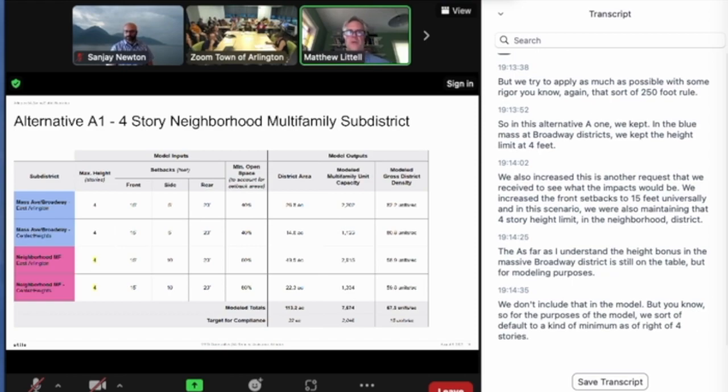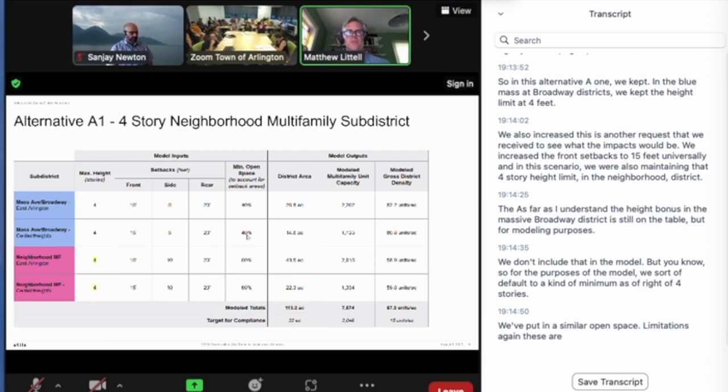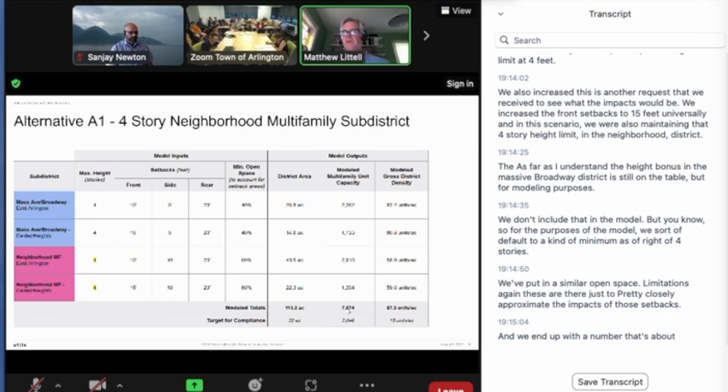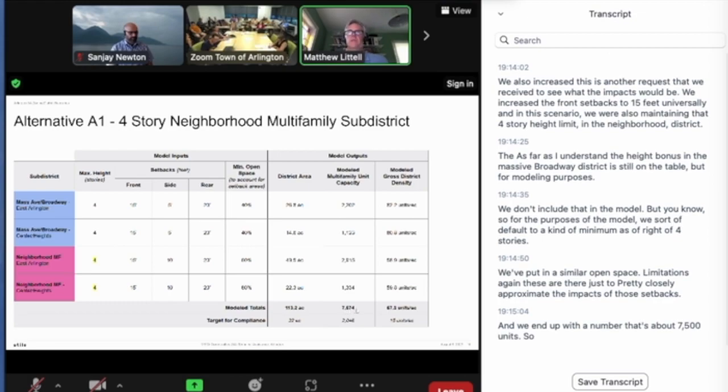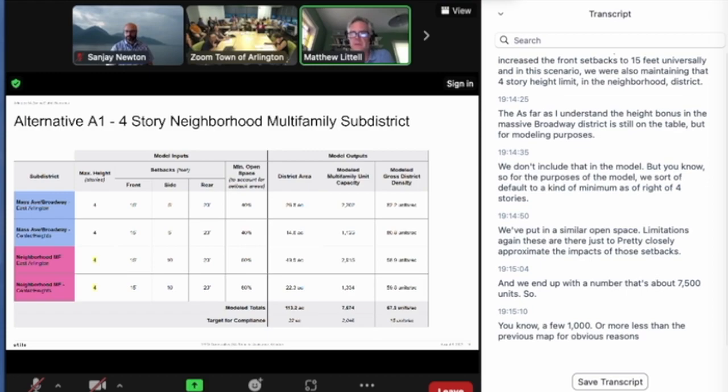We've put in similar open space limitations. Again, these are there just to pretty closely approximate the impacts of those setbacks. And we end up with a number that's about 7,500 units. So, a few thousand or more less than the previous map for obvious reasons. The map has gotten smaller.